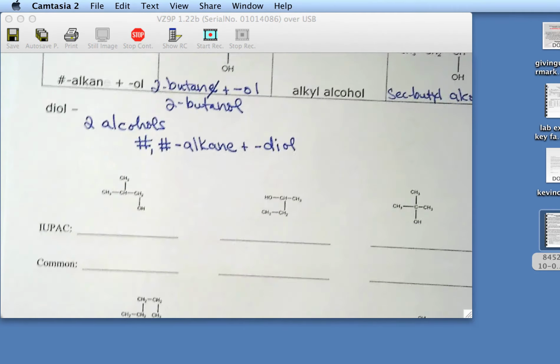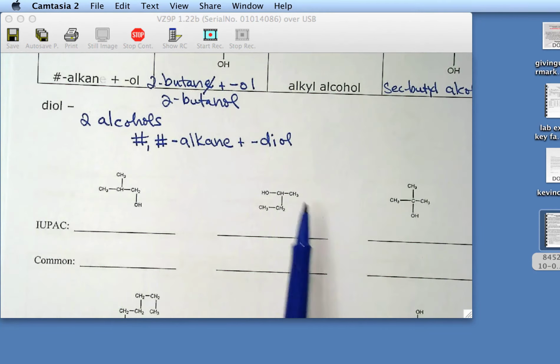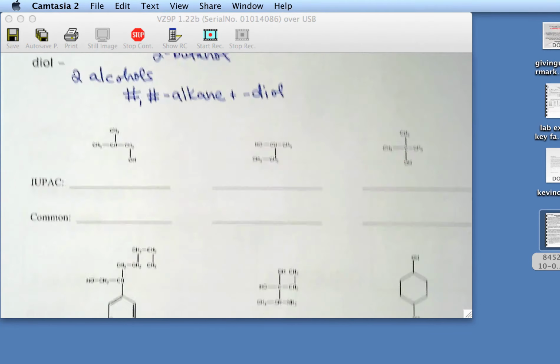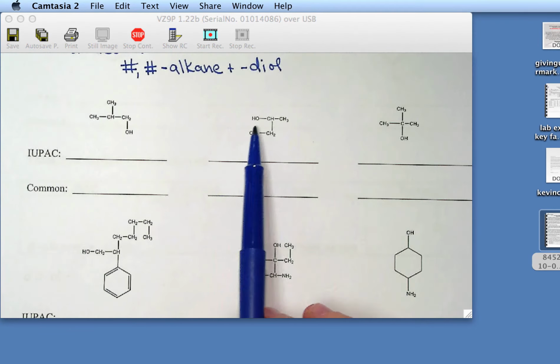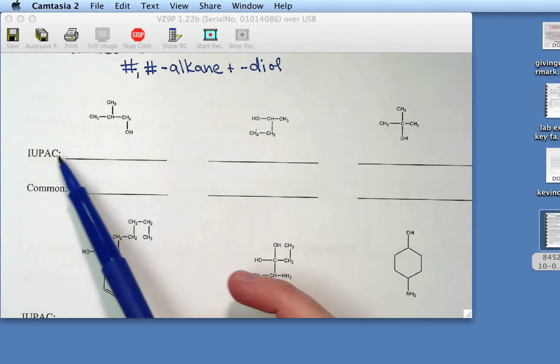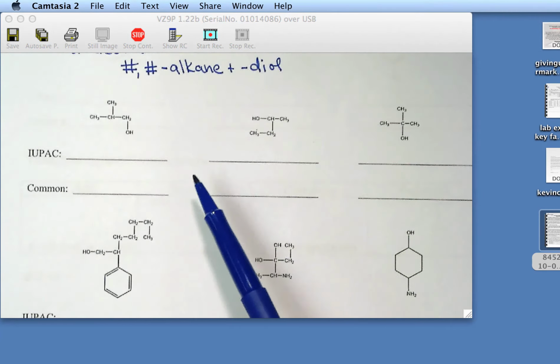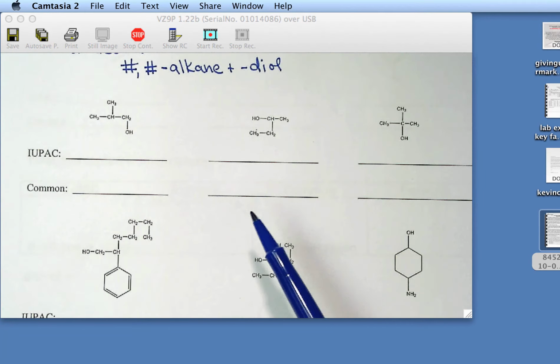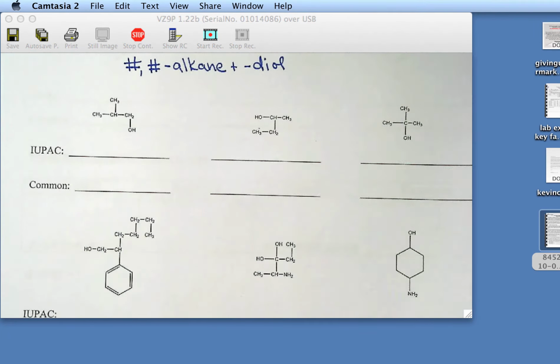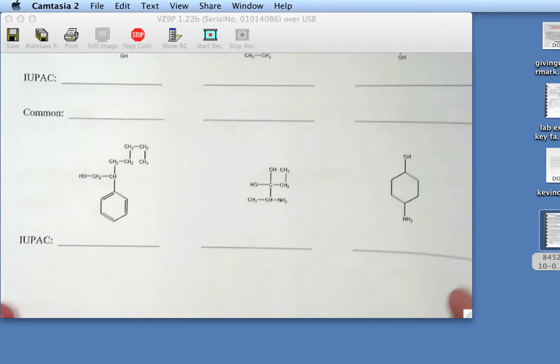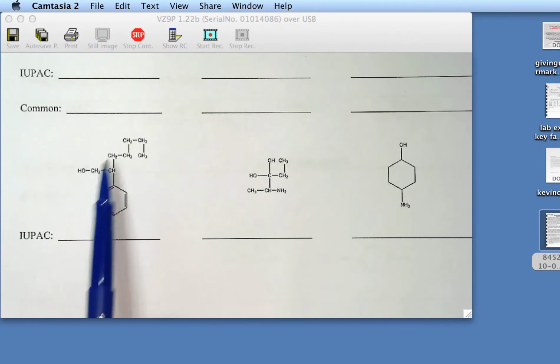So I have structures here, and I have lines if they can have IUPAC or common names. So if they have a line for both IUPAC and common, then they can be named both ways. On the exam, I would accept either. Some of them only have 1 line for IUPAC. That means they can't be named with common. So let's go over this lower left one.